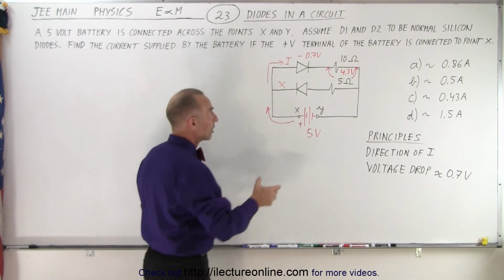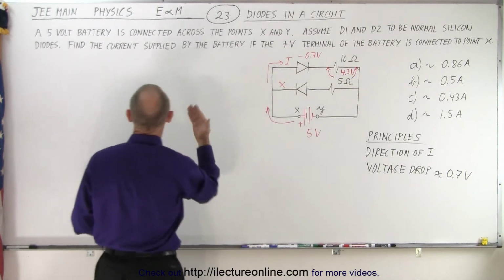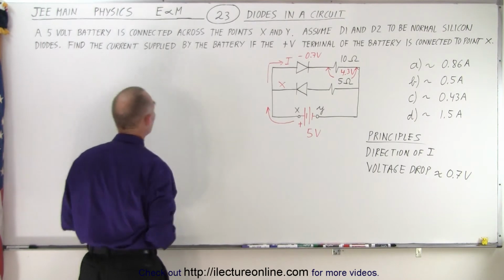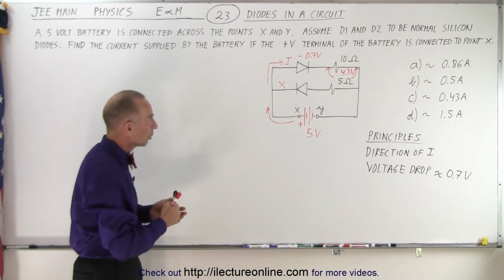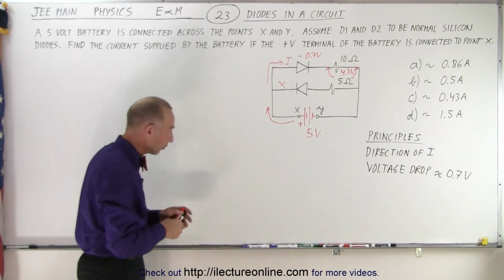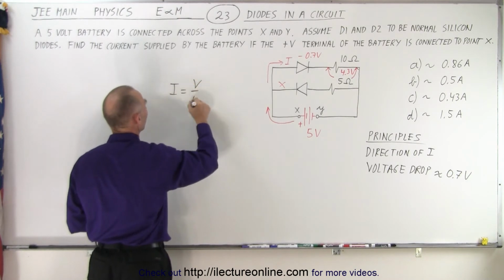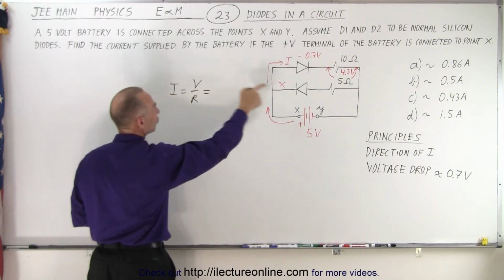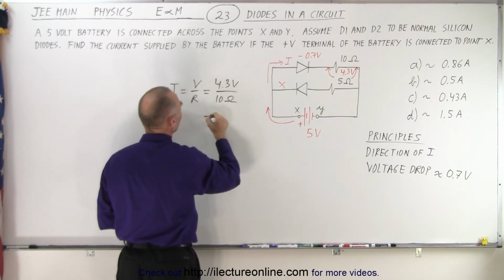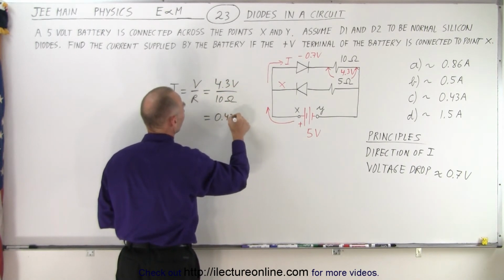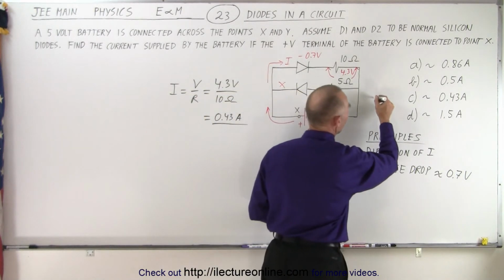Now that you know you have a voltage drop of 4.3 volts across the resistor, let's go back, and see what we are looking for. We need to find the current supplied by the battery if the positive terminal of the battery is connected to point X. So now we go to Ohm's law. We know that I equals V over R. In this case, the voltage drop is 4.3 volts. The resistance is 10 ohms. That means we have a current of 0.43 amps. And that means the correct answer would be answer C.